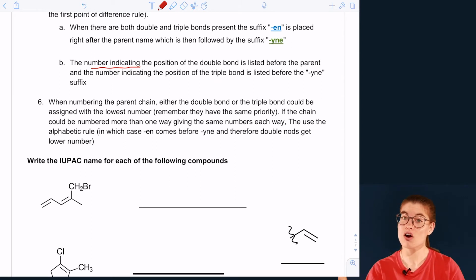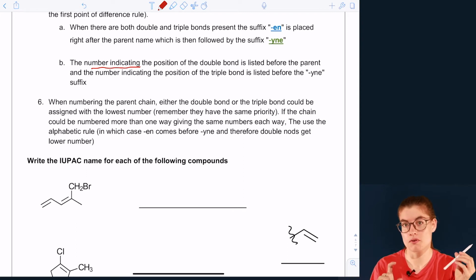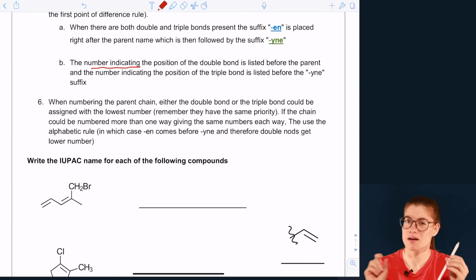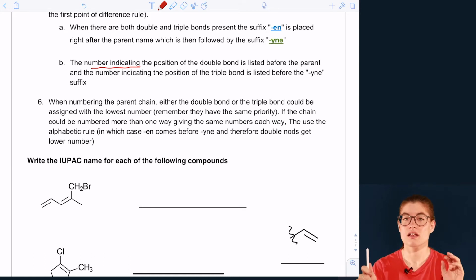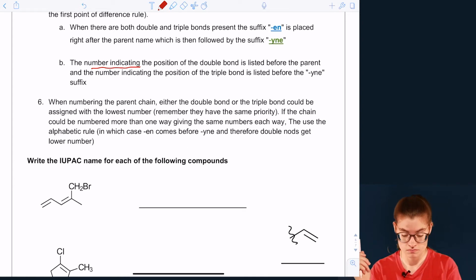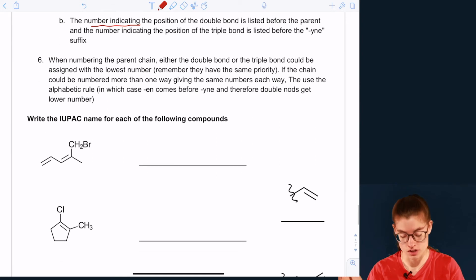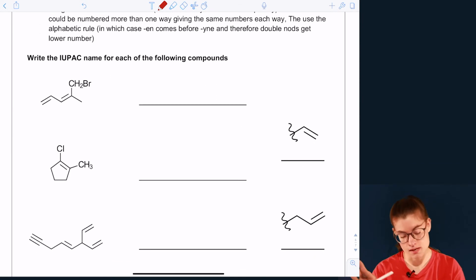So if they are numbered either way and they both end up with the same numbers, either way you number it, then you number the double bond with the lower number because ene comes before yne in the alphabet. That's how I remember it. It's not because double bonds have higher priority, because remember, that's not always true where they're going to have the same numbers. Okay, so let's do some examples, because remember, that's really how you get good at nomenclature. Examples, examples, examples.